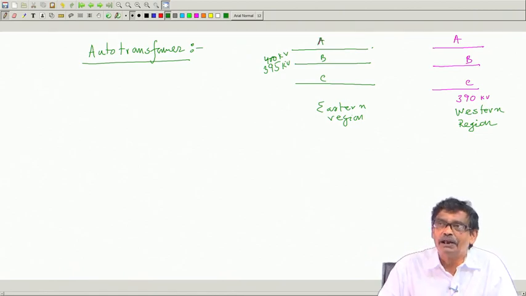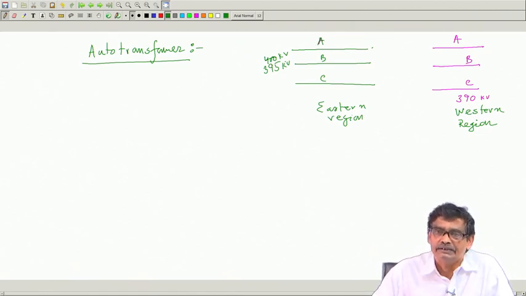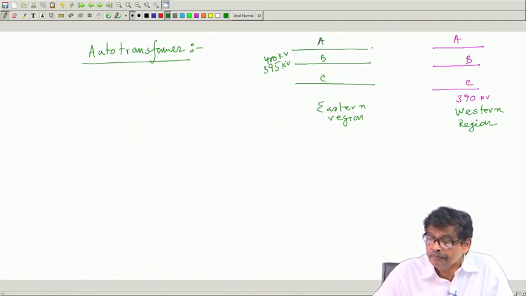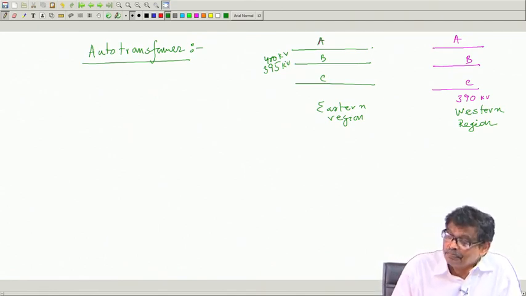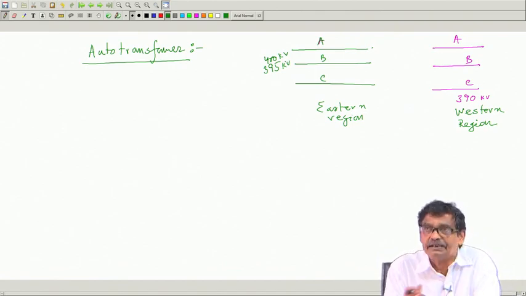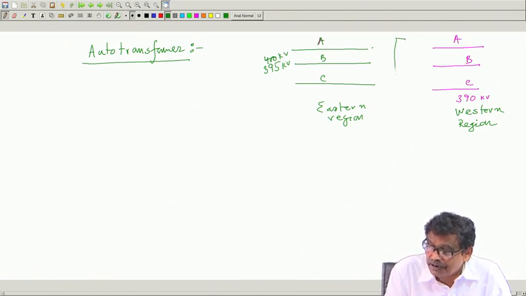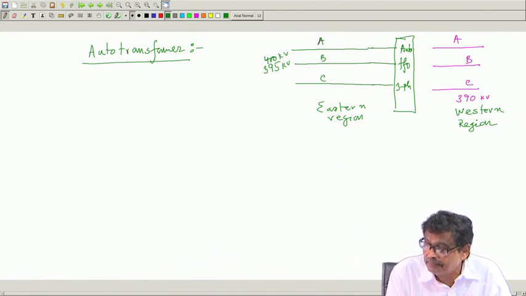But I want to connect them in parallel so that flexibility increases: this side can feed power, that side can feed power, and so on. So, in such situations these two systems can be connected if you connect an auto transformer in between, a 3 phase auto transformer. I will tell what this auto transformer is. Through an auto transformer you will be able to parallel them.